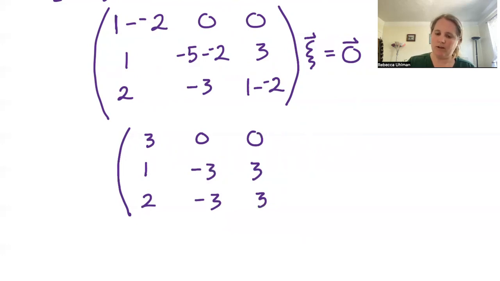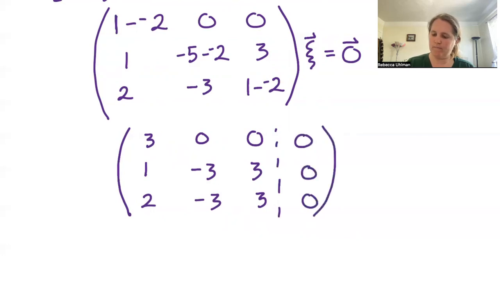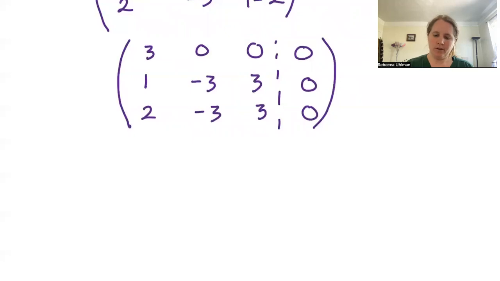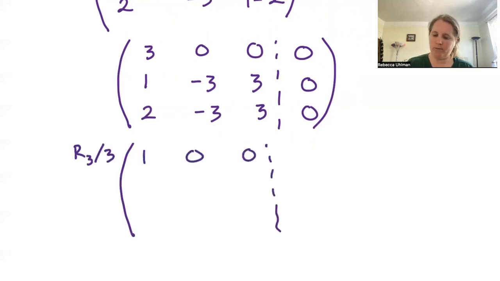Sorry, and then with augmentation, 0 vector. So going from here, this becomes, if we do row 3 divided by 3, we just have the row 1, 0, 0, augmentation 0. Sorry, that should have been row 1 divided by 3, not row 3 divided by 3. Row 1 divided by 3 gave us 1, 0, 0, 0.